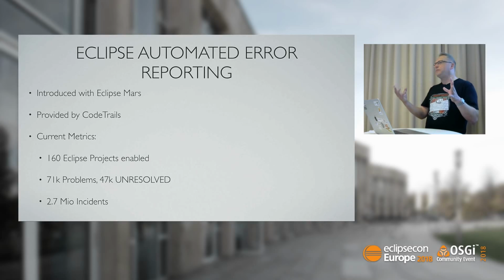Whenever an incident happens, it is analyzed, and there's a duplicate detection, and it looks, okay, is there already something similar? Then we collect this to a problem. Of course, we cannot go through 3 million incident reports. So it's already hard enough to solve 30,000 problems.